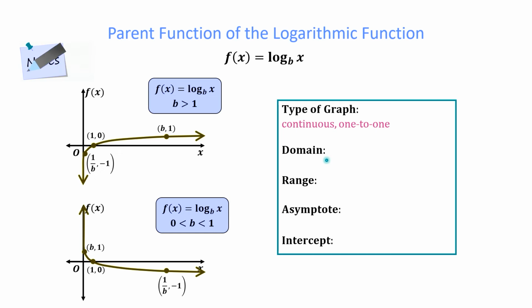Now the domain is the x values. So if you look at the x values from these graphs, you can see it's all of the positive real numbers. And for the range, this is the y values. So if we look at these two graphs, we can see that the range is all the real numbers. And you can see the asymptote here is the y axis.